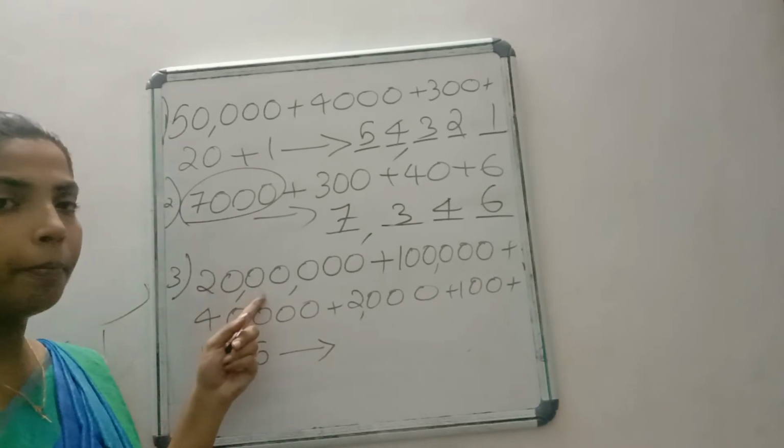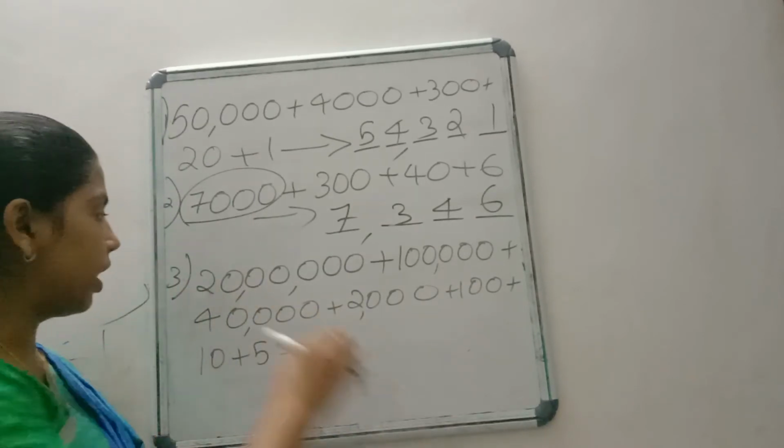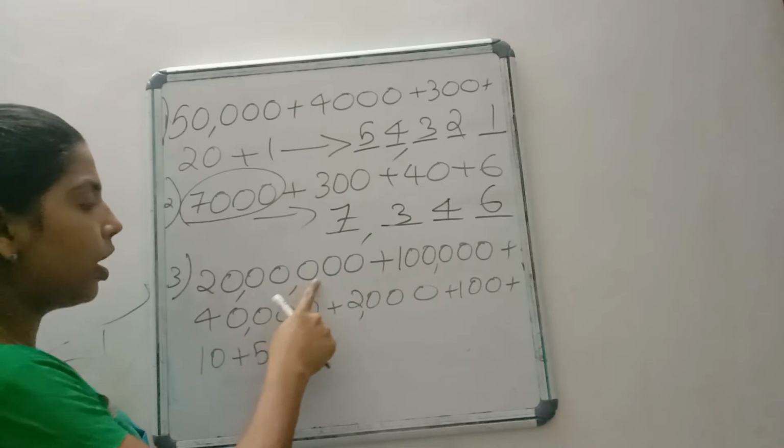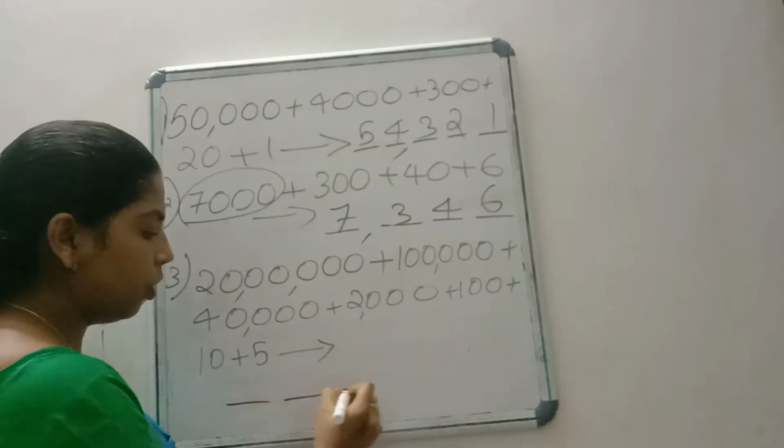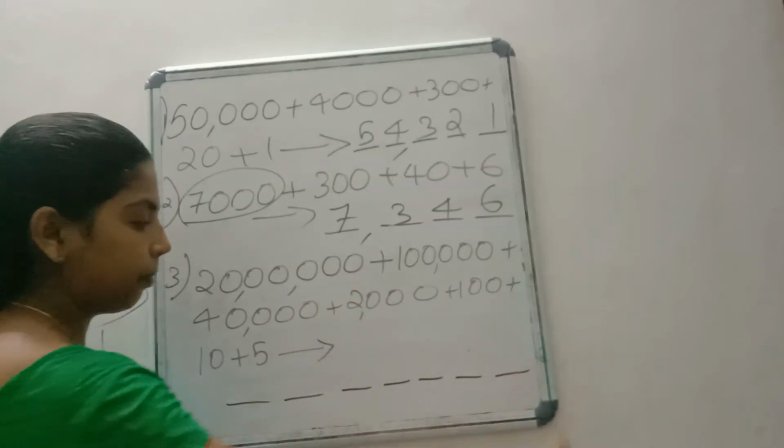And next number, the same step itself. Observe the first number and count how many digits are there. 1, 2, 3, 4, 5, 6, 7. So, we have to draw 7 lines.